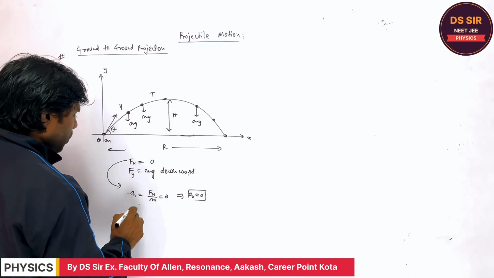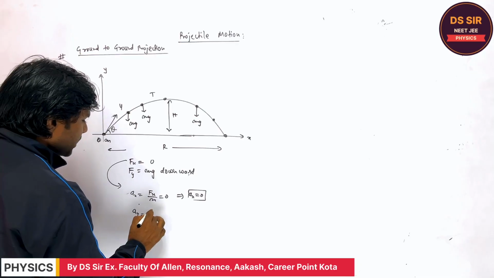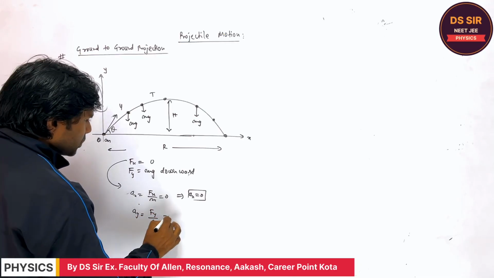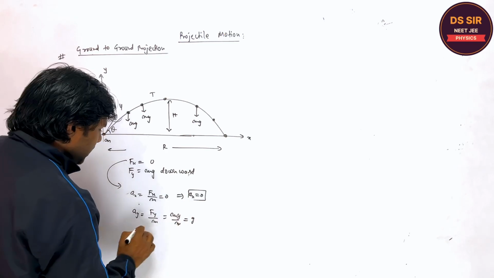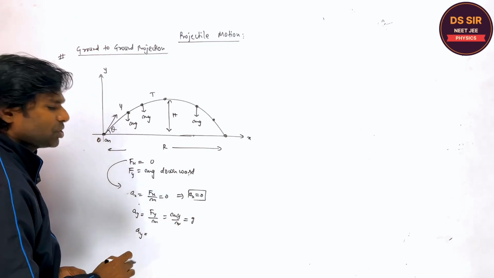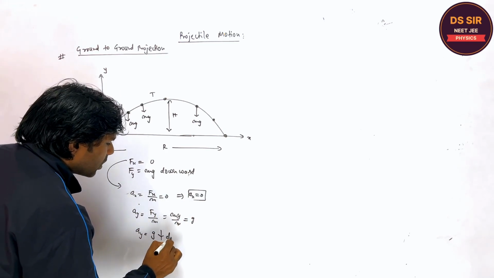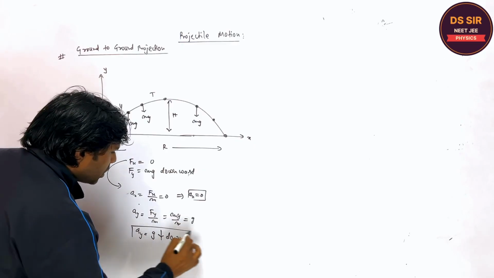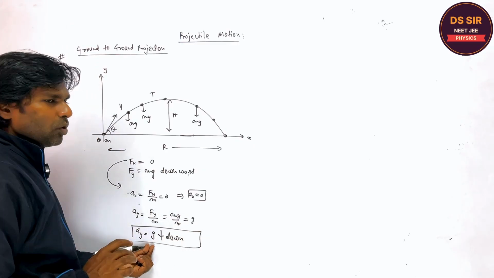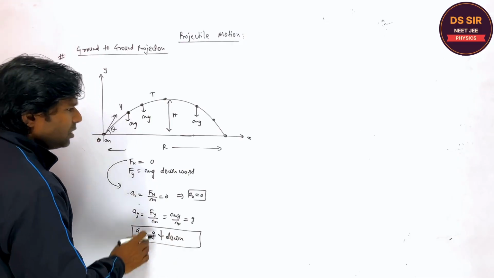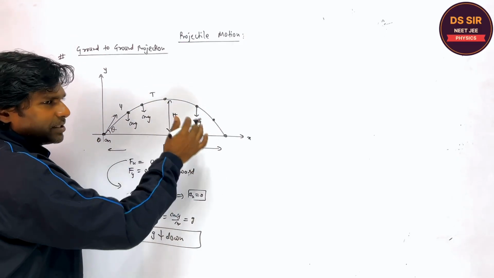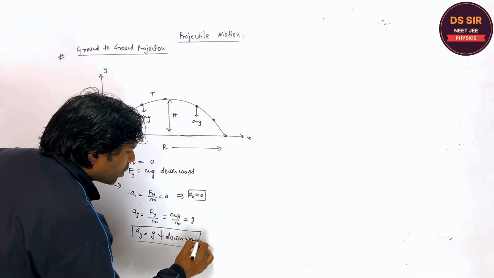Fine. And what about the y direction? The y direction acceleration is Fy upon m, so mg upon m, and this mg is downward. So acceleration in the y direction is what? g downward. Is it clear or not? g downward. So you will not consider whether it is positive or negative. You will always say the acceleration of this projectile when it is in air is g downward, always.